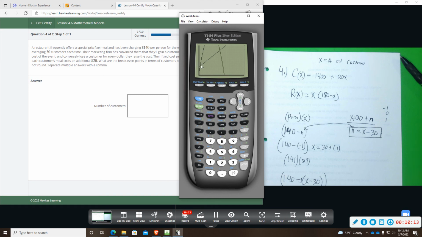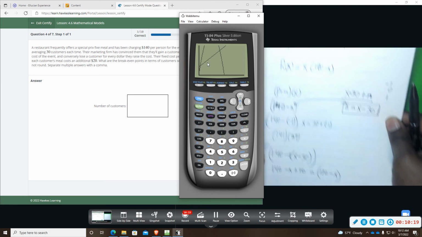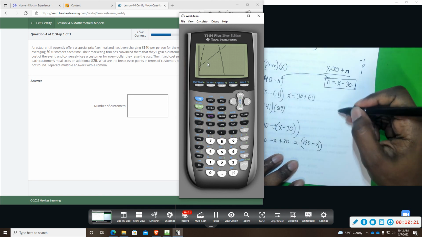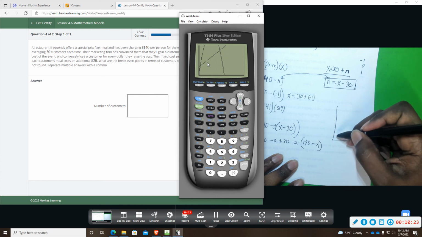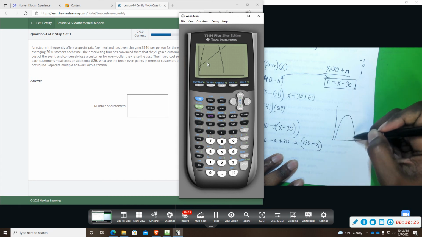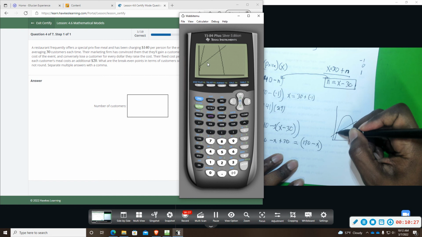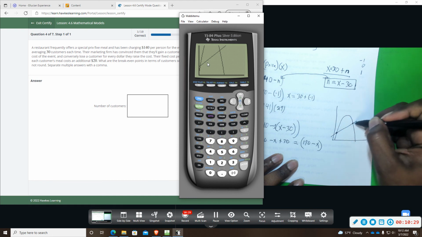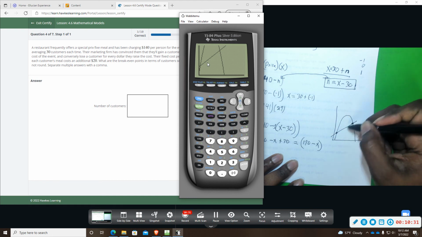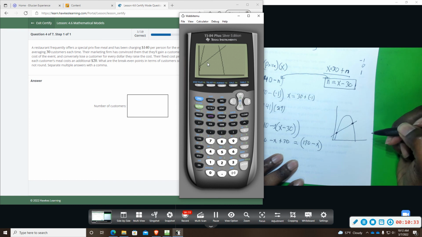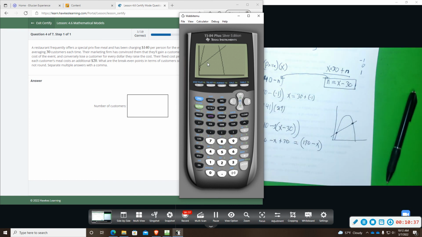Okay, so I see 2 points where they intersect. Now that's what we're looking for on the graphing calculator. So they show you this image also in the textbook, but you've got lines crossing in two spots. That's what we're looking for, their intersection. That's when we break even, here and here. I'm going to find the intersection of those two.